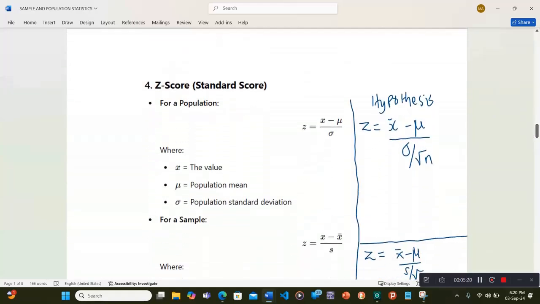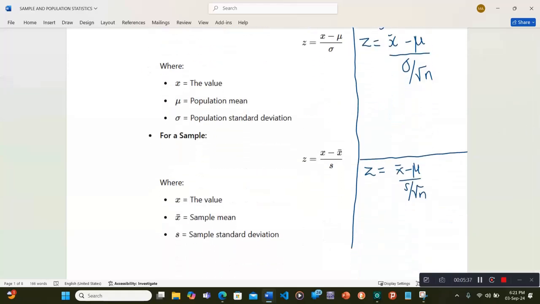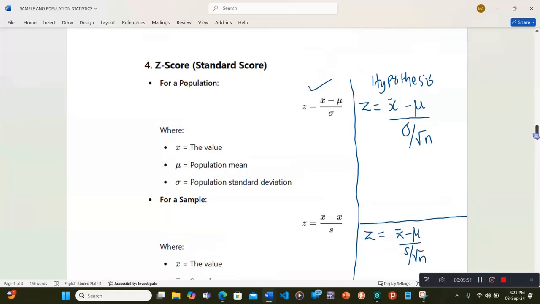So what about the z-score? The z-score for a population is x minus mu divided by the standard deviation, of course, of the population. Then the sample z-score is x, which is the individual value, minus the mean of the sample values, divided by the sample standard deviation.